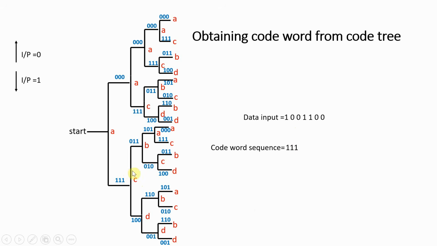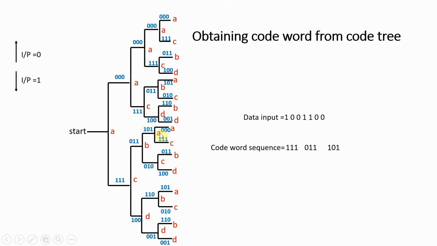Now we are in state C. What is our second bit? Our second bit is 0. So when 0 arrives and we are in state C, we go upwards. The next state is state B and the corresponding output is 0 1 1. We are in state B. The third bit 0 arrives. So again we go upwards. The next state is state A and the corresponding output is 1 0 1.